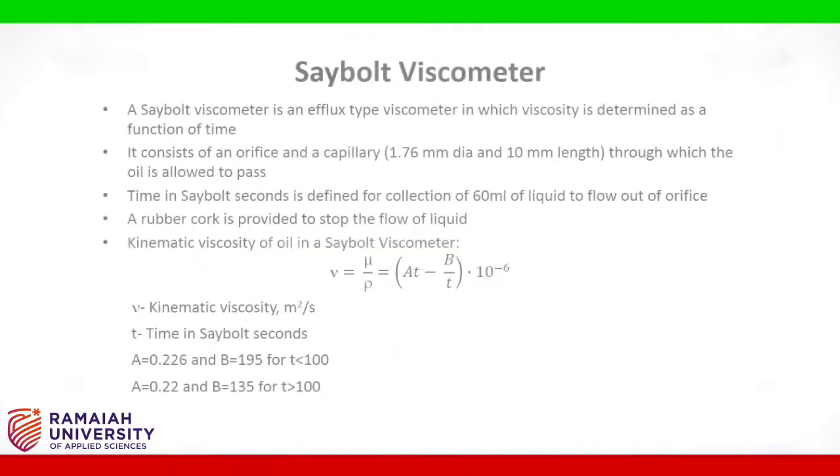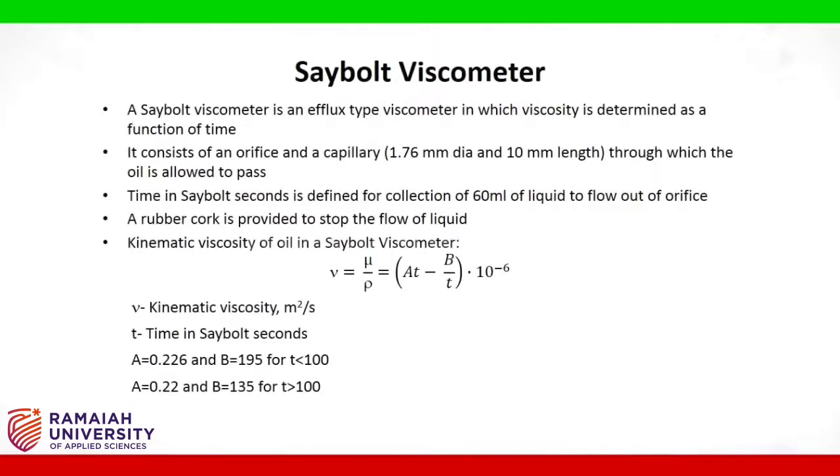A Seybold viscometer is an efflux type viscometer in which viscosity is determined as a function of time. It consists of an orifice and a capillary having 1.76 mm diameter and length of 10 mm through which the oil is allowed to pass. Time in Seybold seconds is defined for collection of 60 ml of liquid to flow out of the orifice. A rubber cork is provided to stop the flow of liquid.